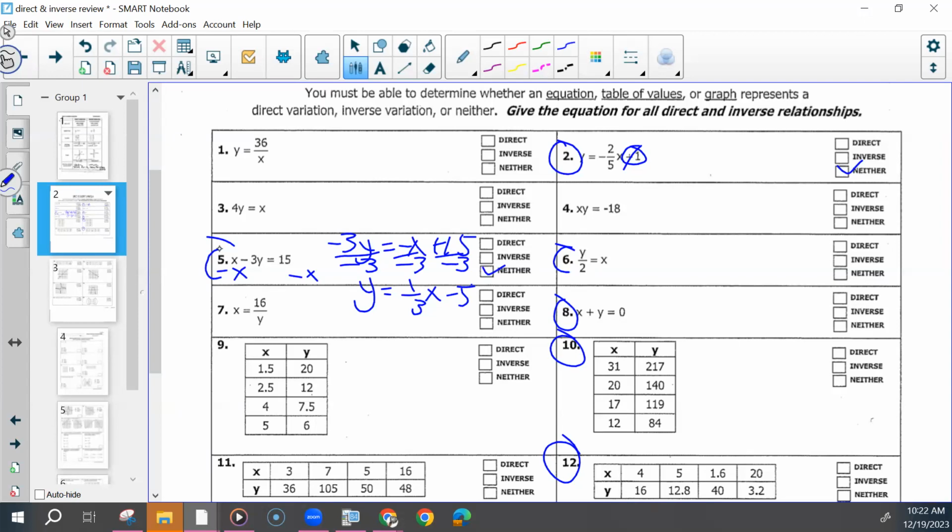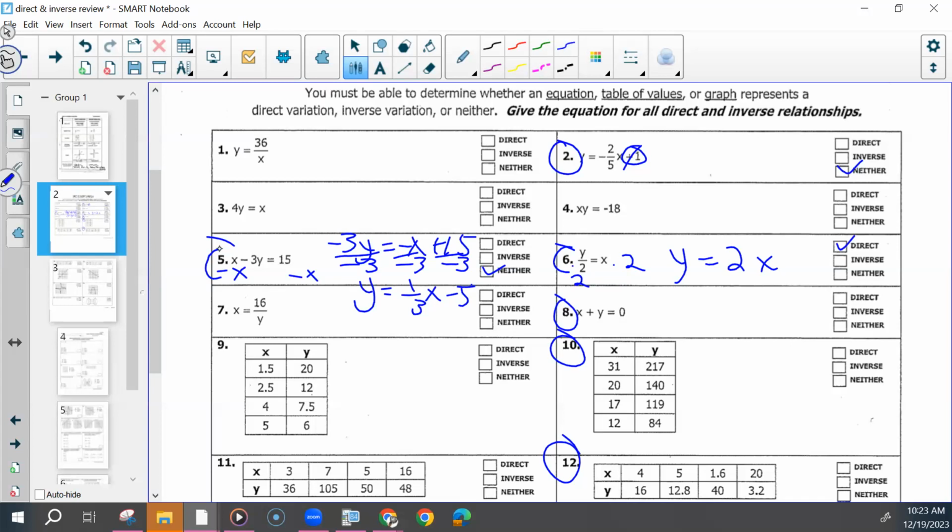For number 6, Jackson, what was that back there? The equation. That's on the first page, the y equals kx. So here, if we were to solve this for y, how would we get rid of 2? Multiply on both sides. Y equals 2x. Is this direct, inverse, or neither? Direct. It is y equals kx, that is direct.